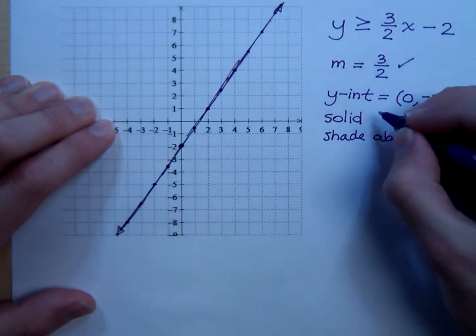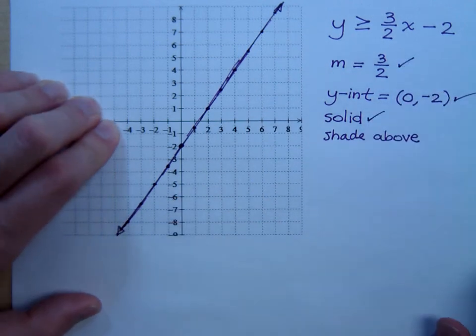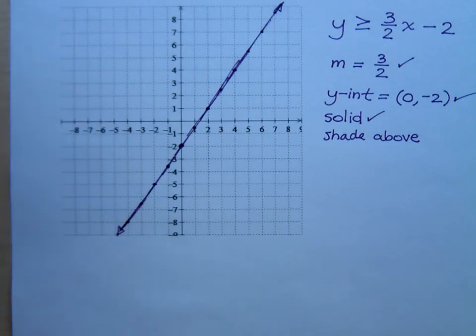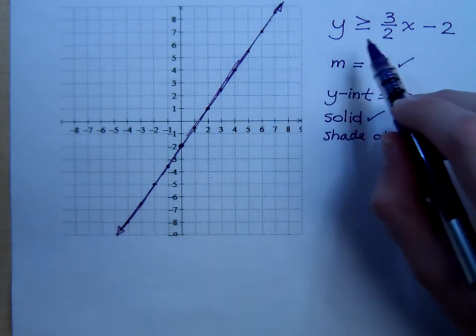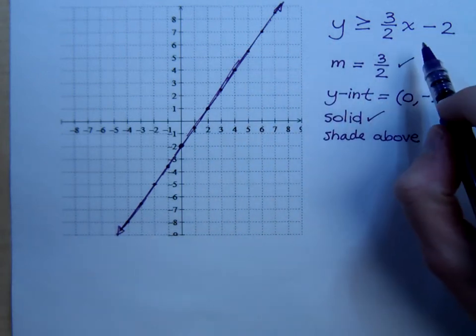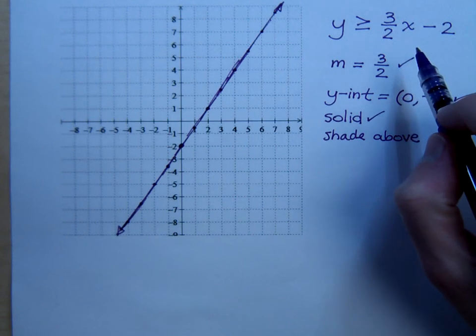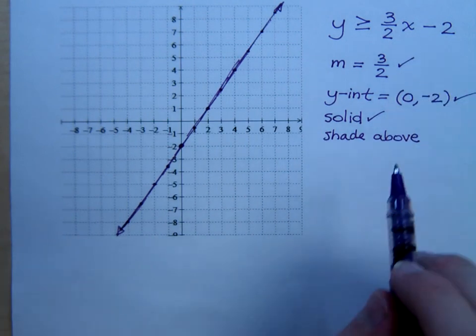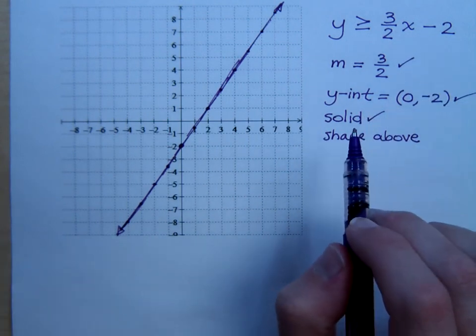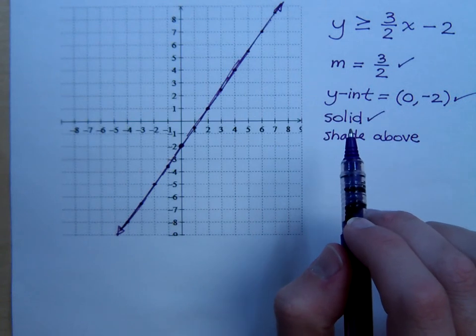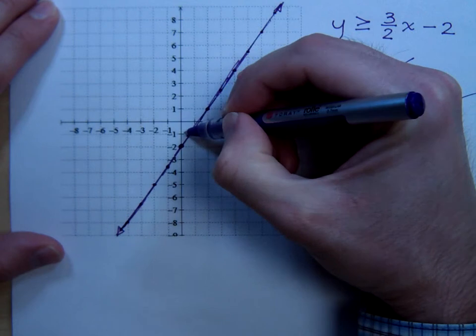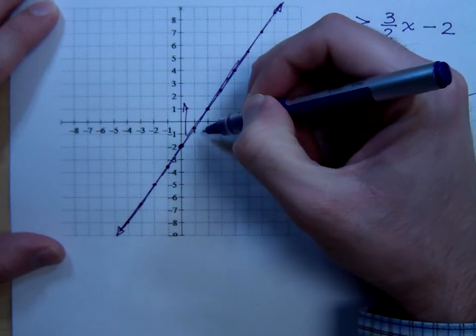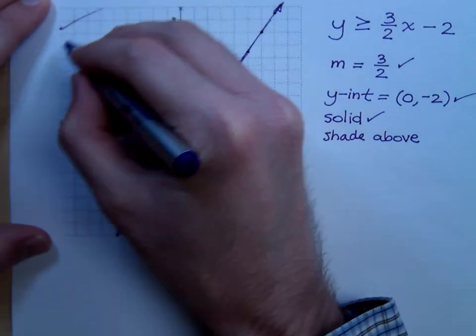So I've used my slope. It's a solid line. I need to shade above. Because here's the thing. Whenever we were graphing lines before, every point that was on the line was a solution to the original equation. Since I have an inequality, it's not just the line itself, but a region of points. So when I say shade above, I'm talking about shading up from this line, which indicates this region over here.